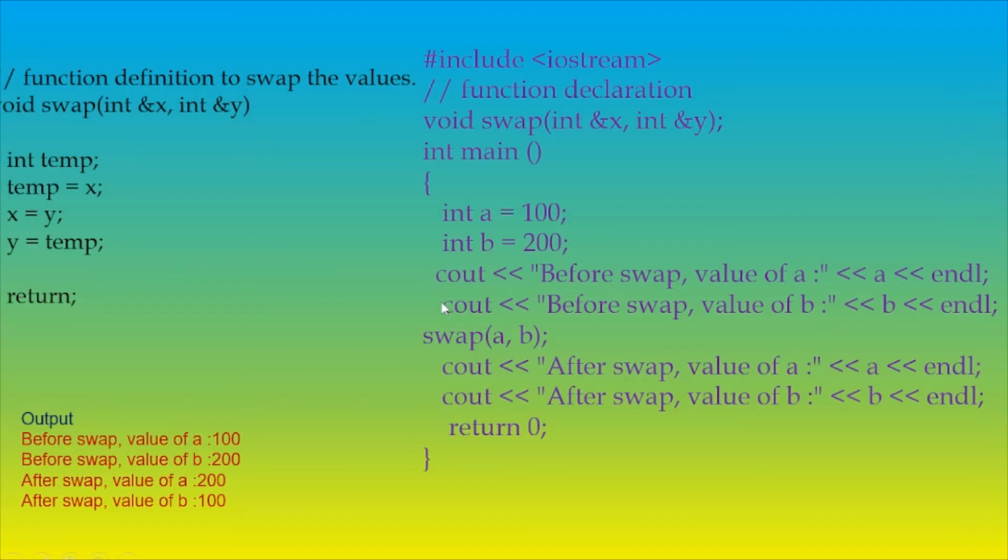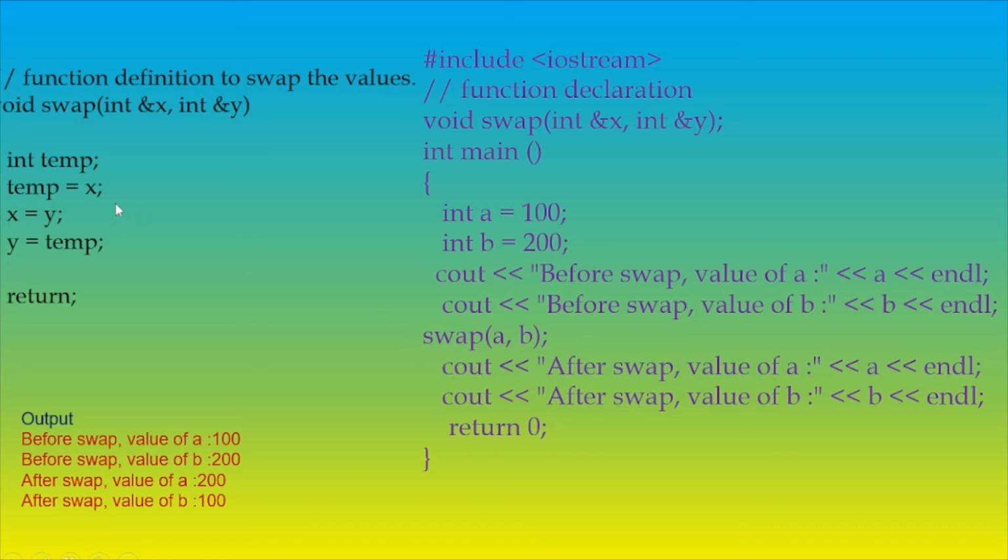This is an example of the swapping function, but here we are calling the function using the call by reference method. This is the function. We declared a and b. Before calling the function, we display these values as usual, a and b. Before swapping, a displays 100, and before swapping, b displays its value.